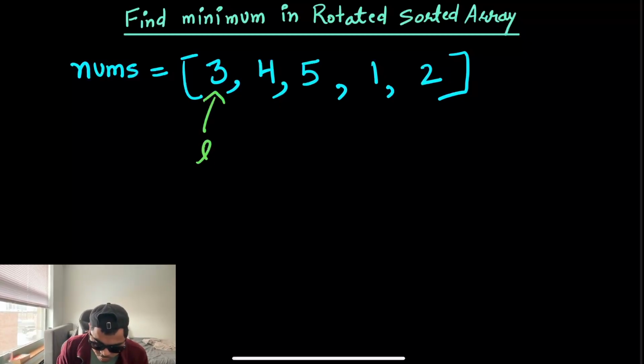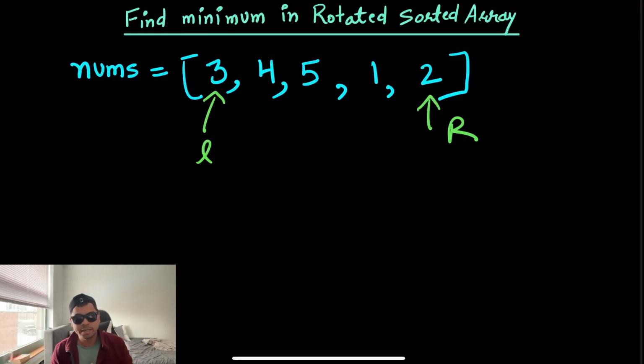That's basically the core of binary search. So here we have left and here we have right, both on the edges. Now we need to find the minimum element in this sorted rotated array.